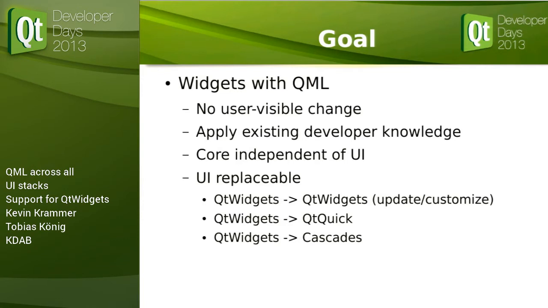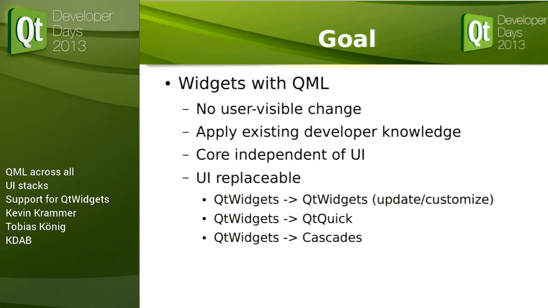We want also to be able to apply existing developer knowledge. So if you know QtWidget classes, you know that if you have a QMainWindow, you have a menu bar in there, then you should be able to transport that into declarative widgets. If you know that there is a property text on a label, then there should be a text property on the label class that we are using. Same for layouting and things like that.